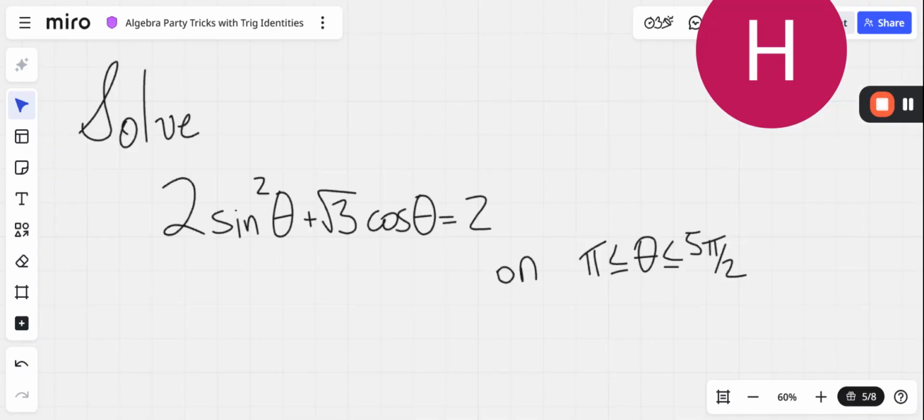Get yourself ready. Grab a notebook. You can get a pencil or a pen. Whatever you choose to write with is fine.